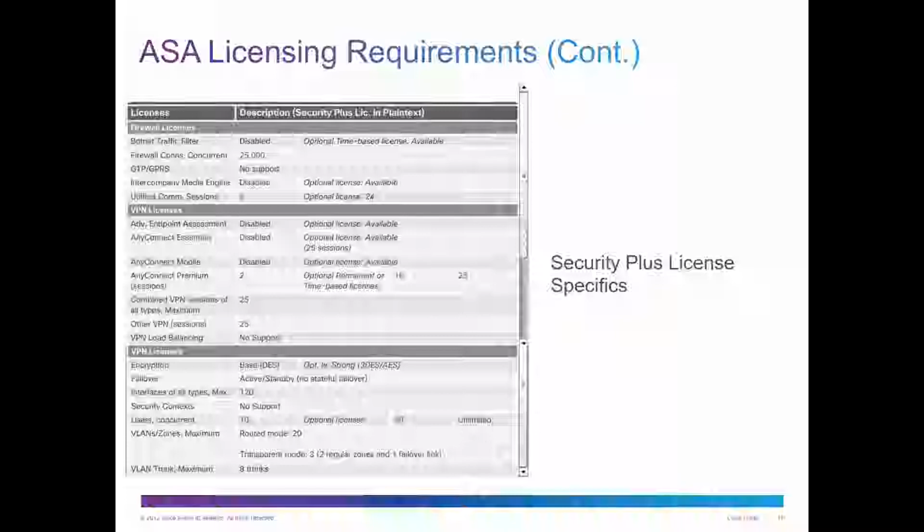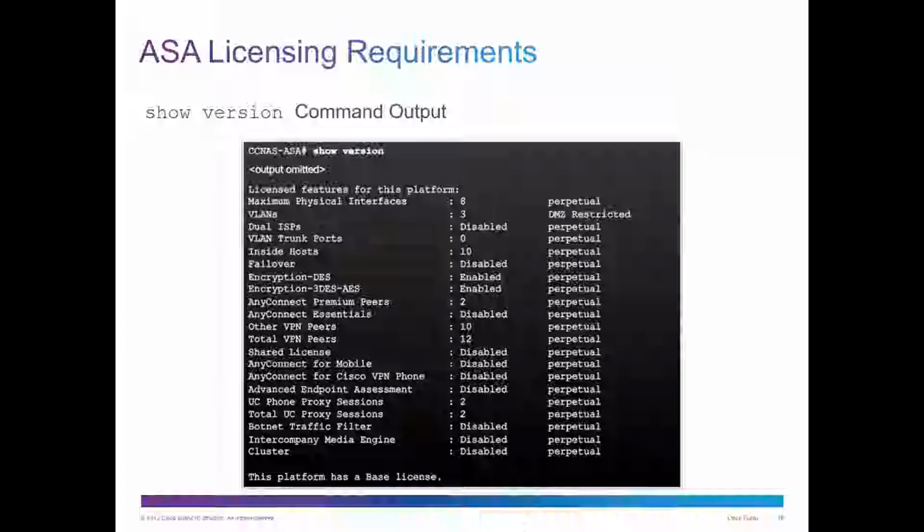Basically, with the licensing, make sure to contact Cisco's licensing specialist to get the appropriate licensing that you need to fit your organizational requirements. This is going to be different depending on the organization. How do you see what licensing you have? On an ASA device, you can issue the show version command, and it will provide you with the licensing options and how many licenses you have.